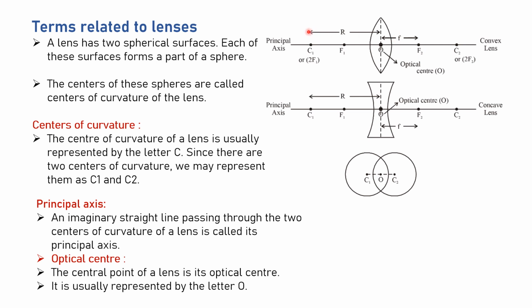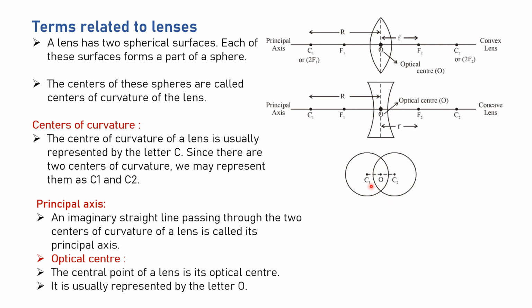Why? Because when the rays come parallel to the principal axis, they are going to meet actually at the focus. So this focus is also known as the principal focus. And this is F2 on the right hand side, the back side of the lens. F2 is the principal focus, and C2, which is also known as 2F2, is the center of curvature of my second sphere. Now we are done with the centers of curvature. C1 and C2 are the two different centers of curvature.